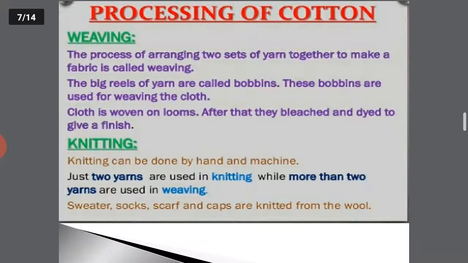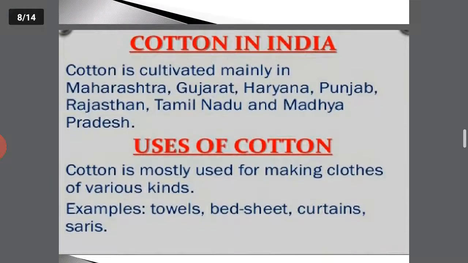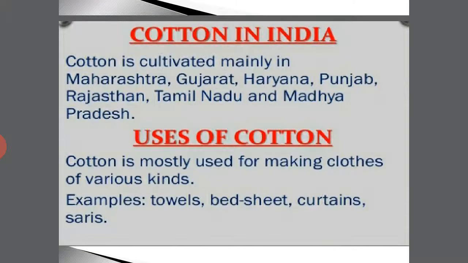Okay, let's move further. Cotton in India. How is cotton obtained? Cotton is cultivated mainly in Maharashtra, Gujarat, Haryana, Punjab, Rajasthan, Tamil Nadu and Madhya Pradesh. These are the states which produce the maximum cotton required by the whole country. They are the main producing states in India. Those are the consumers of cotton in India.